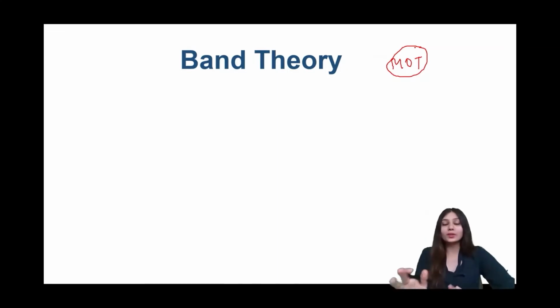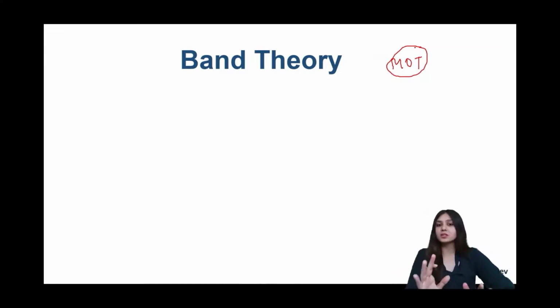Now, we all know that every element in the periodic table has certain valence electrons. Metals have valence electrons which are quite loosely bound, but all the others also have valence electrons, loosely bound or not.